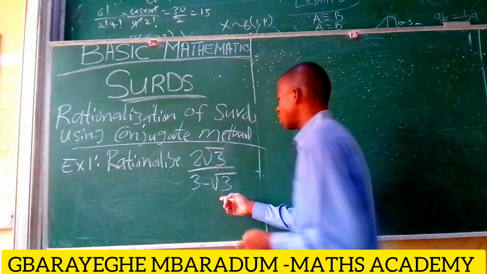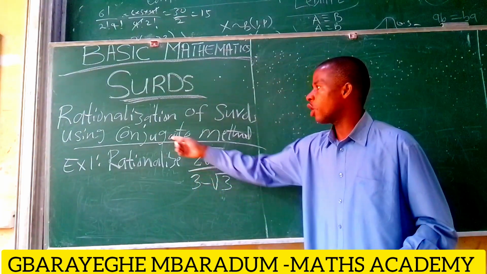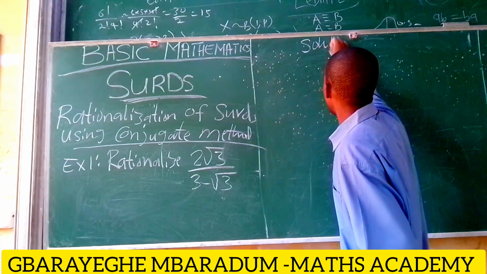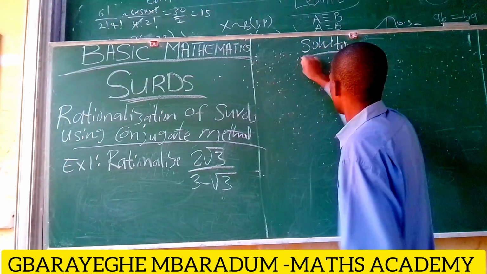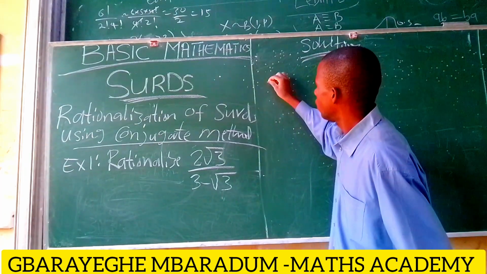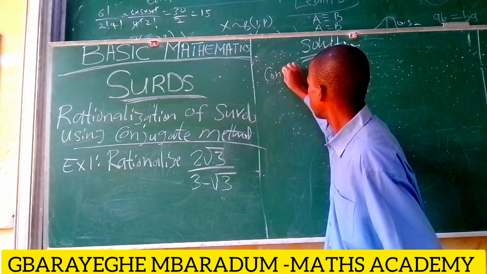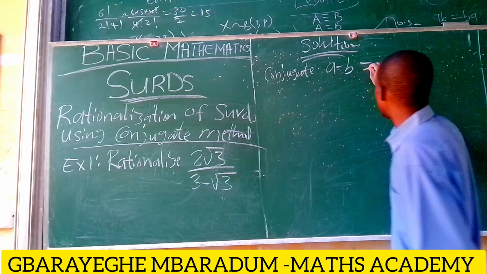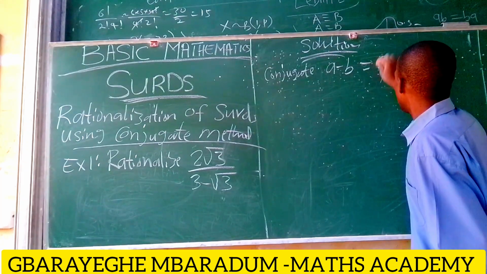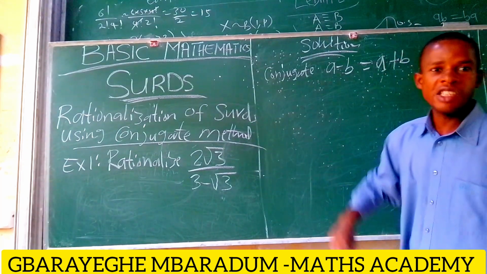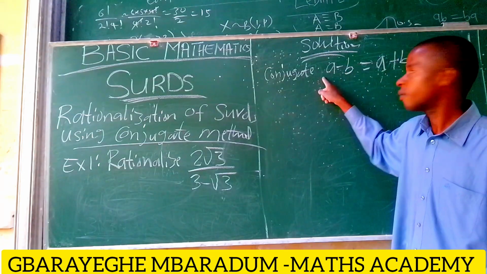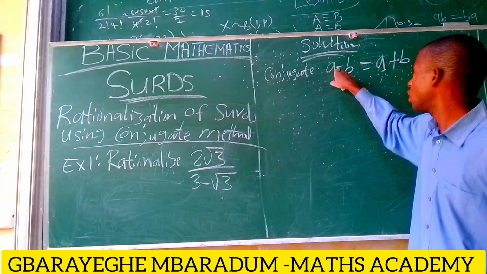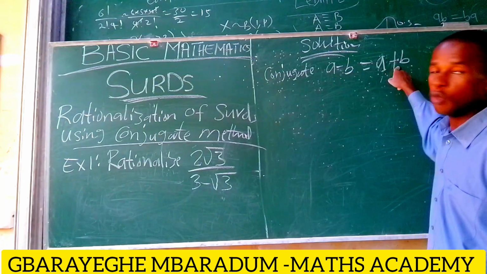We can only eliminate this root by rationalizing it using the conjugate method. Solution. Notice, about the conjugate: the conjugate of A minus B is A plus B. The conjugate is the opposite sign involving two terms. The operator here is minus, so the opposite sign is plus. That is what the conjugate is all about.